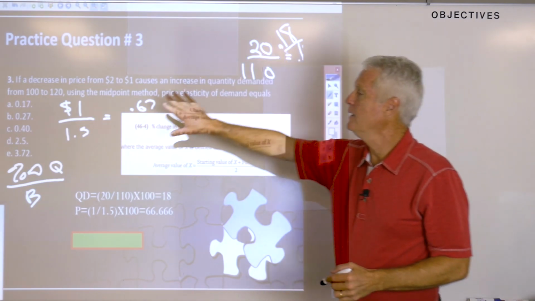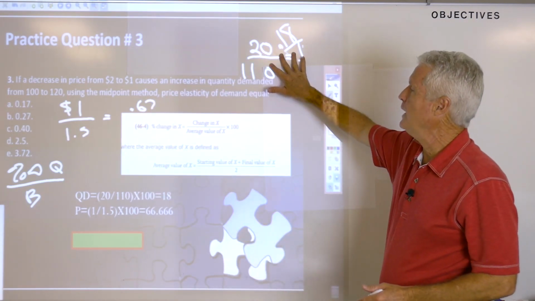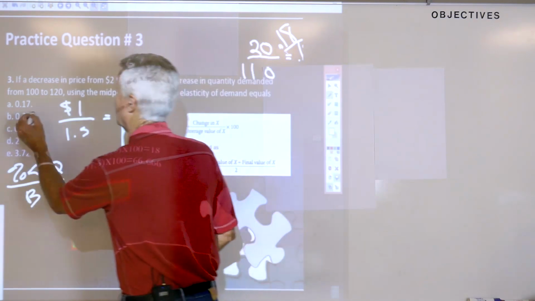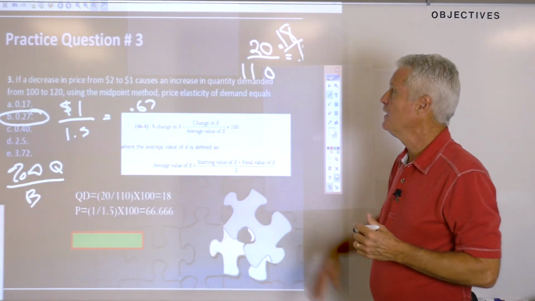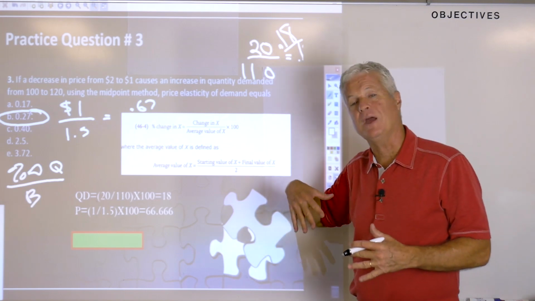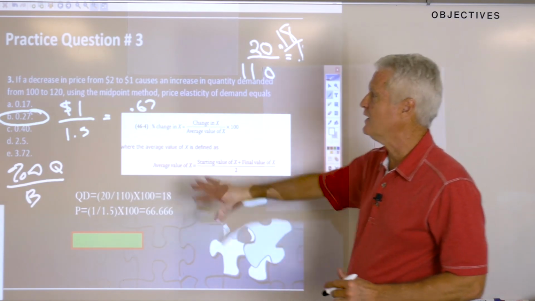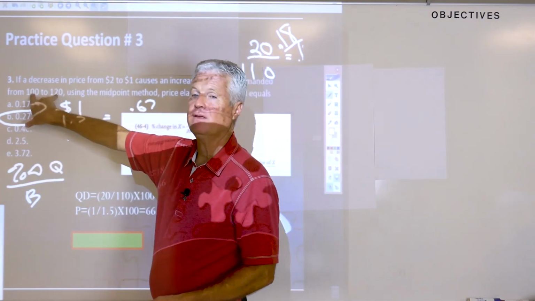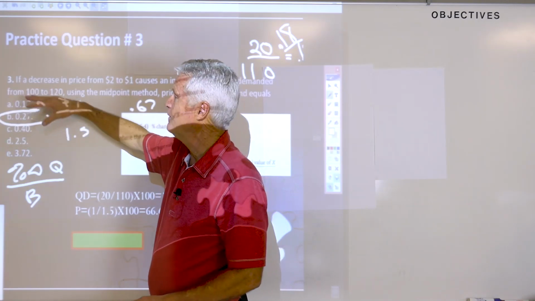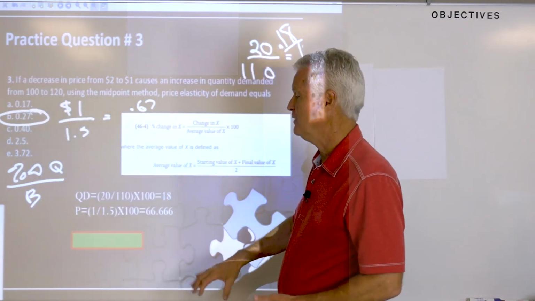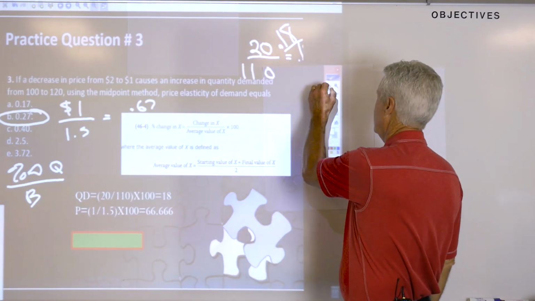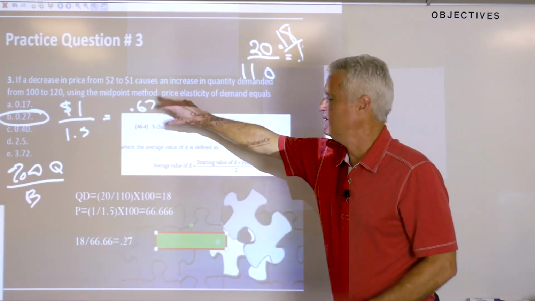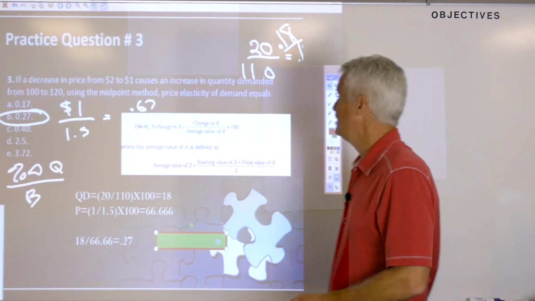Okay, that's my quantity. That's my price. So 0.18 divided by 0.67 turns out to be 0.27. So you can see the midpoint's a lot like our other method. The only difference in the midpoint is instead of using where we start, the $1, we take the average of that, $1.50, we take the average of that, 110, and we divide our change by the average instead of the change by where we begin. And so if we look there, there's our final calculation. Yep, 18 divided by 66.67 comes out to 0.27, which gives us B.